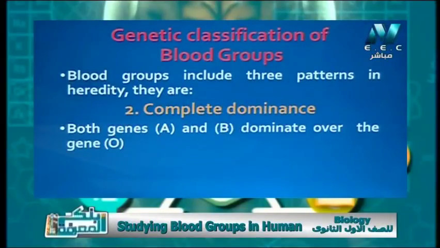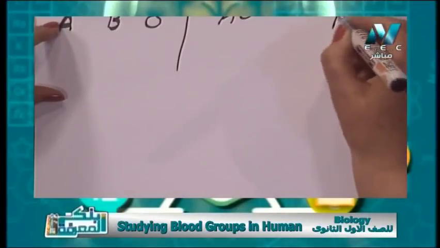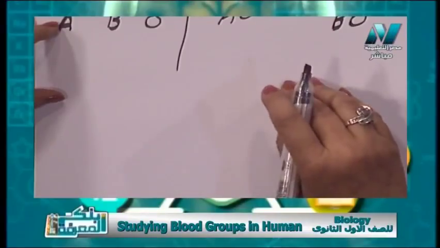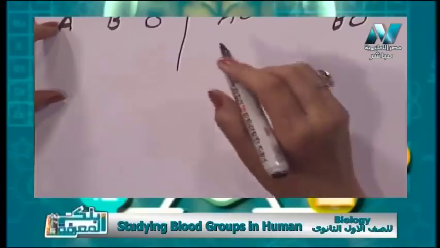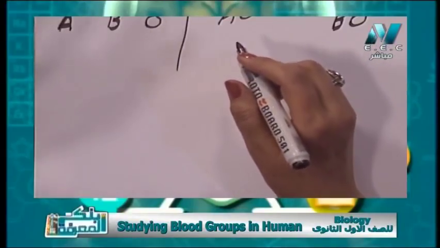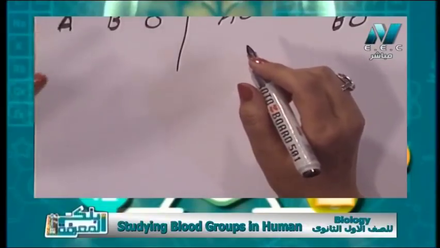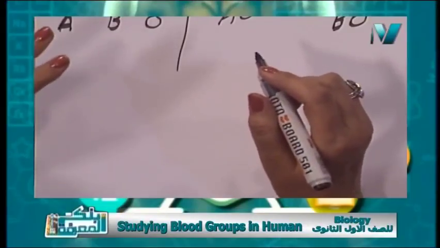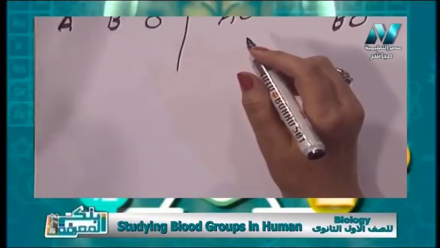The second type is complete dominance. The gene A dominates over O, and the gene B dominates over O. How does this come about? Actually, as we said, the person must have just two genes of the 3 genes.